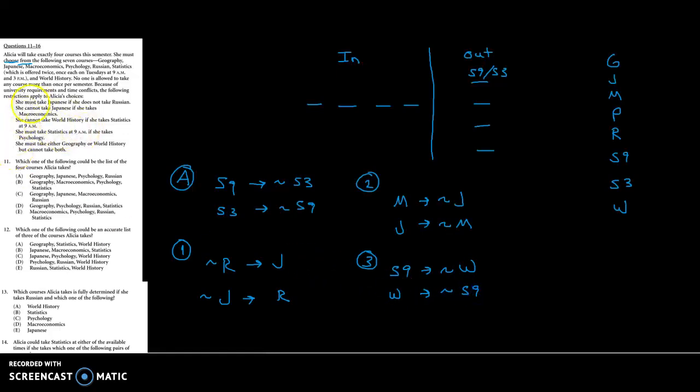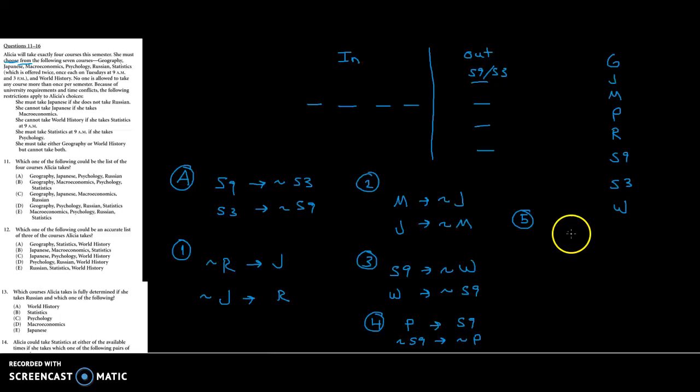Okay, and then the next one is, oh wait, not the last one. You must take stats at 9 if you take psychology. So if P, then S9. The converse of that is if not S9, then not P. And rule number 5. Must take either geography or world history, but can't take both.